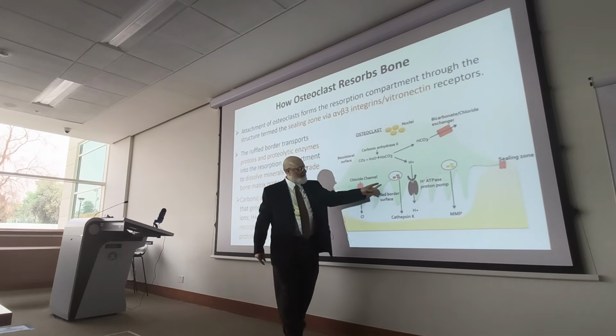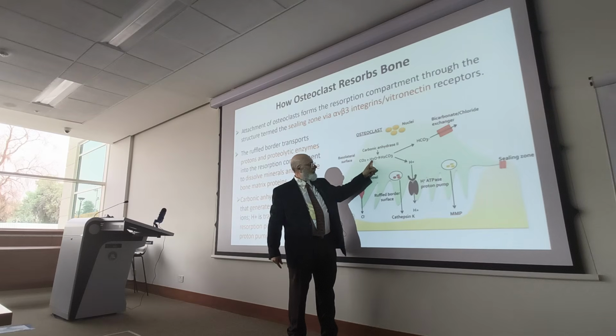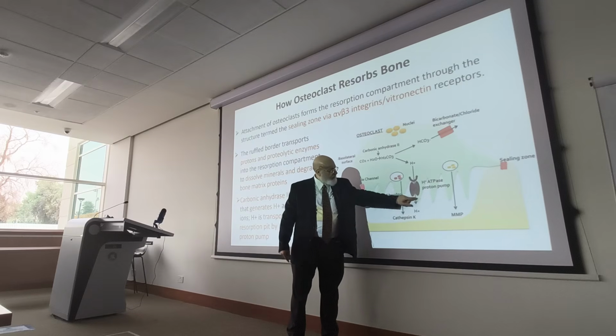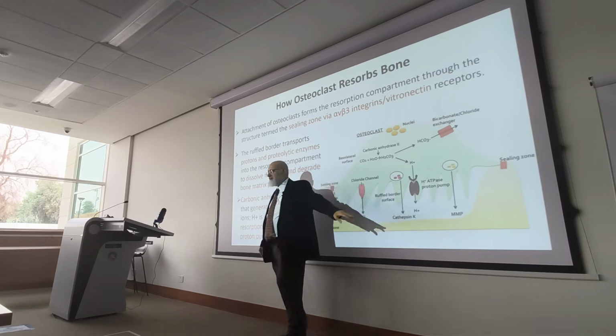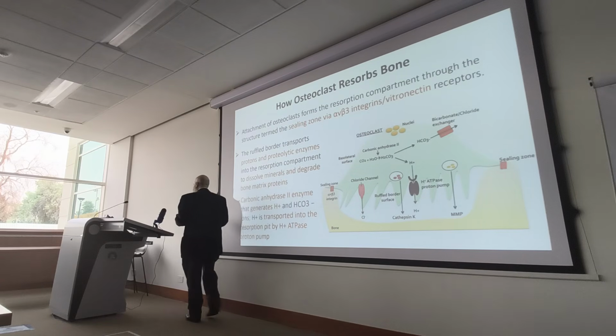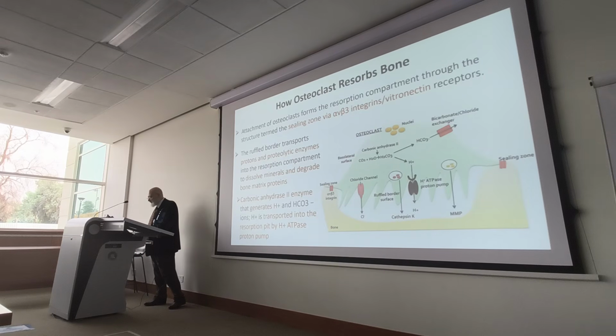So we need this proton, which increases the acidity in this area, and it comes from the carbonic anhydrase breakdown. So we release the hydrogen through the hydrogen ATP proton pump. We pump the proton here, and it becomes a very acidic environment. That's why we also have this sealing, because otherwise the acid will spill outside, which is not good for the bone microenvironment.